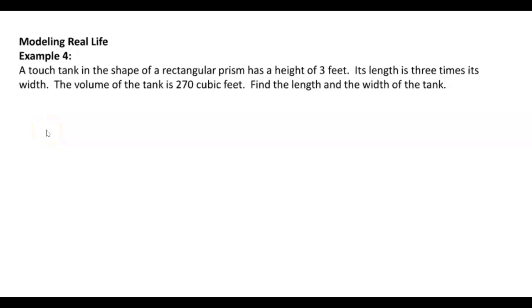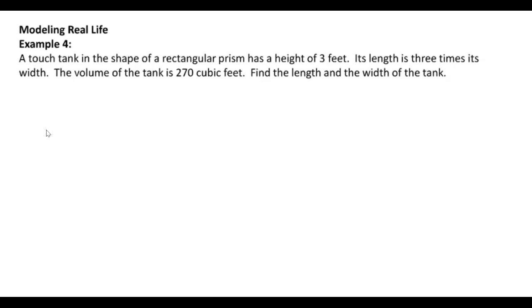Okay, this is example 4 and 5 of the Algebra 1, Chapter 9, Section 3 notes, where we are solving by square roots. So this is the word problems. It says a touch tank is in the shape of a rectangular prism. So if we do just kind of a rough sketch, a rectangular prism is like a box.